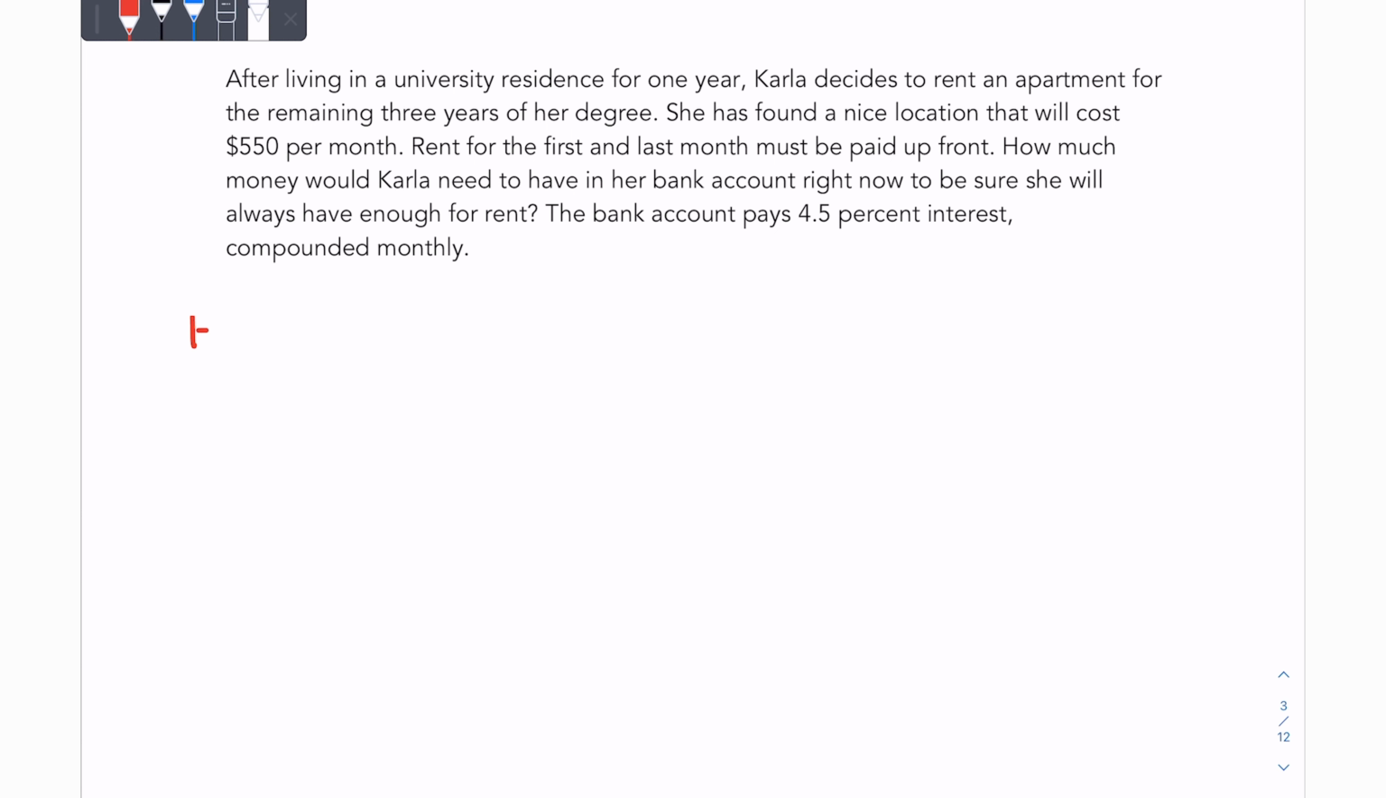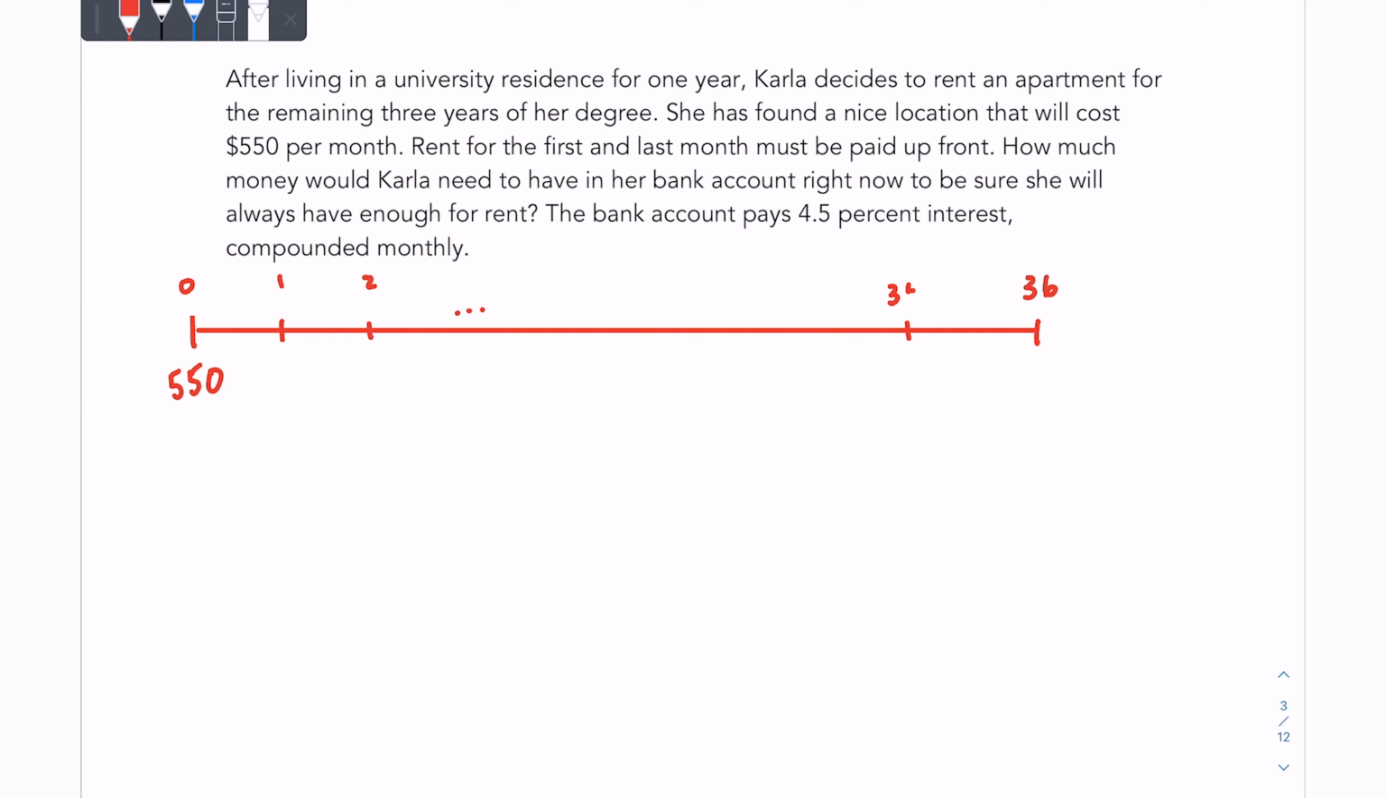But I like timelines, so I'm going to draw a timeline. It's $550 per month. She has to pay the first month's today, so we'll call that time 0. And this is for 3 years. So on my timeline, this would continue until 36. But the last payment would normally be at the beginning of the 36th month, which is here. So this is what it would look like normally.